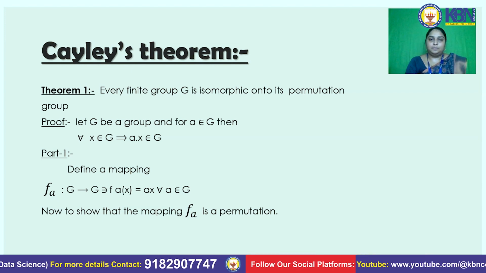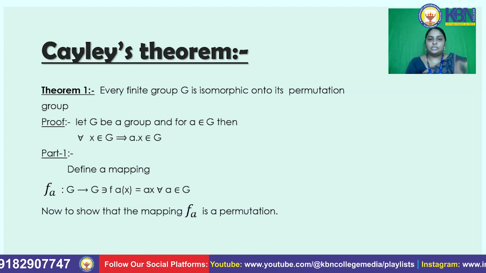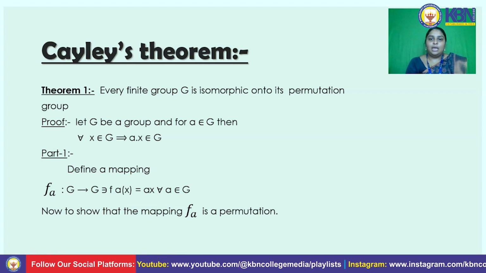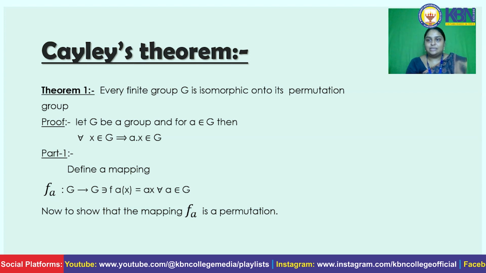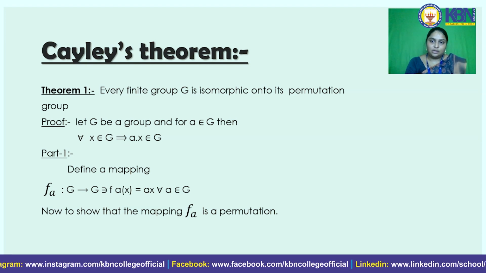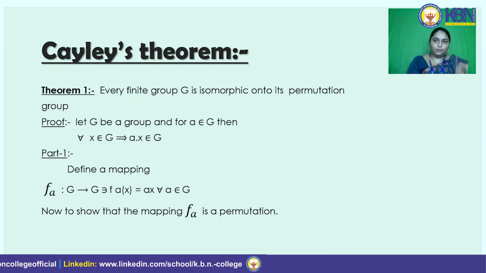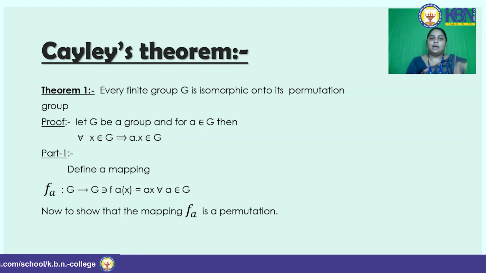For that purpose, we are proving this theorem in 3 parts. In the first part, we define a mapping and prove that the mapping is a permutation. In part 2, we take all these permutations in a set and prove that the set satisfies the group properties. Then the set becomes the permutation group. In the third part, the main part, we define a mapping between this finite group and the permutation group, and we prove that the mapping is an isomorphism.